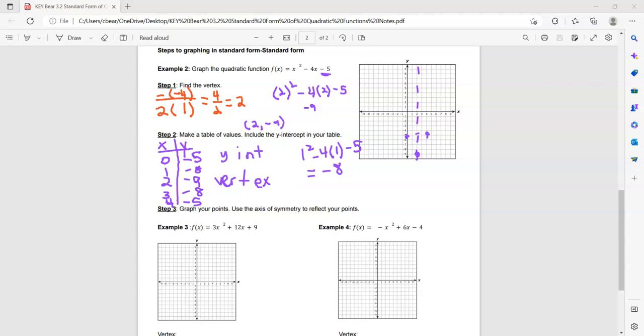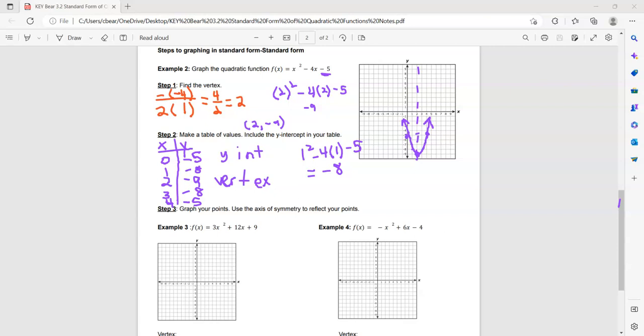So we have 1, negative 8 and 3, negative 8. And we can just go ahead and make a graph. Okay? All right, and that is generally how you graph a quadratic.